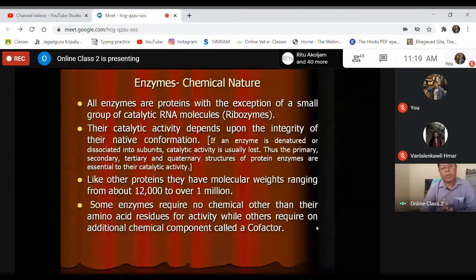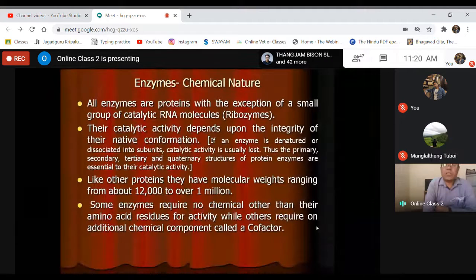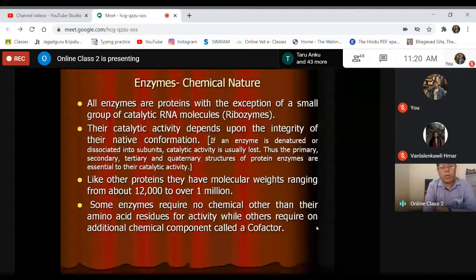Okay, like the other proteins, the enzymes have molecular weights ranging from about 12,000 to over 1 million Dalton. Because they are also proteins, their molecular weight or size will be the same as that of the other proteins. Then some of the enzymes do not require any additional group to catalyze the reaction or to express their activity.